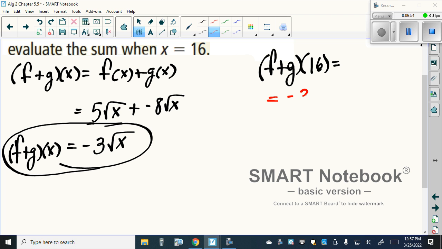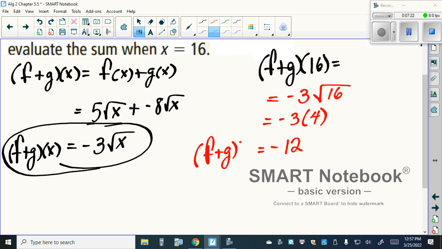So what we're saying here is that we have negative 3 times the square root of 16. And now we just need to simplify this here. Now the square root of 16 is 4. And negative 3 times 4 is negative 12. So we can say f plus g of 16 is negative 12.